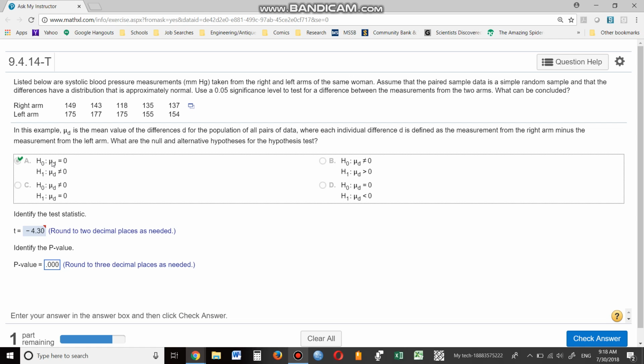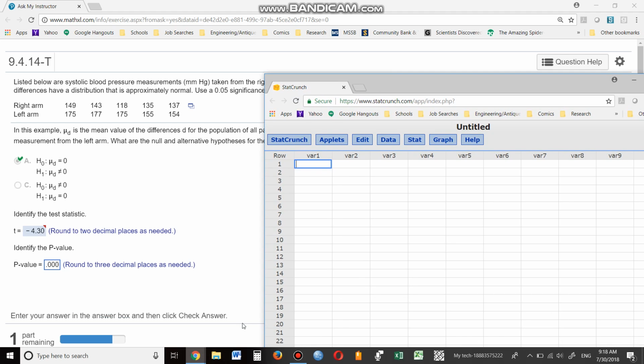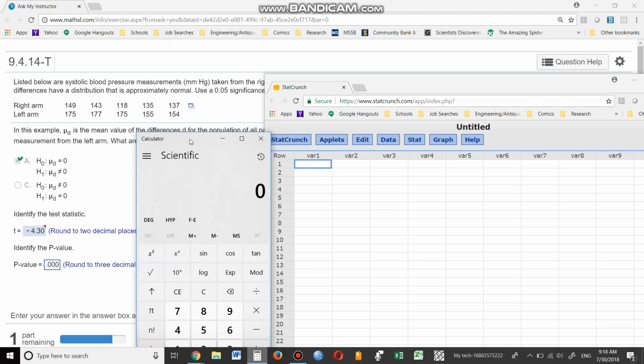So the null is that the difference is zero. The alternative is the mean difference is not zero. So I can do this directly in StatCrunch. It's very easy. So what I'm going to do is I'm going to pop up my calculator here. I'm going to take right minus left.